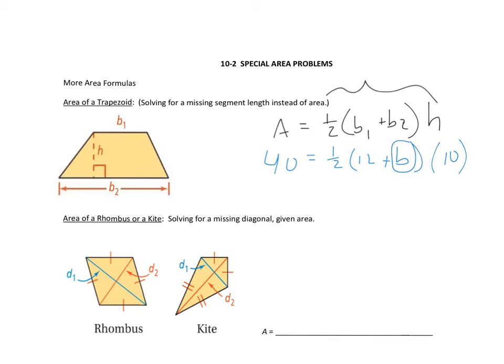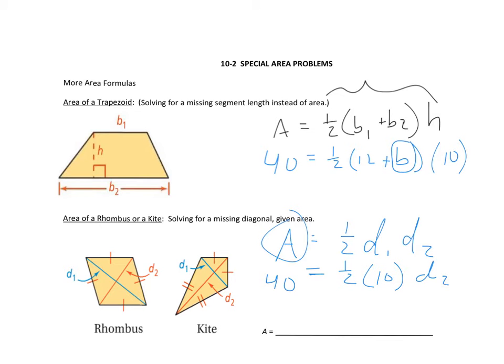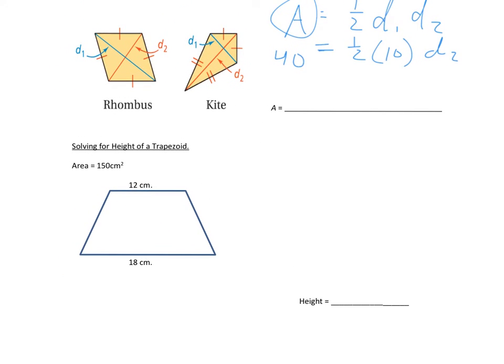Just like with the area of a rhombus or a kite, where area equals 1/2 times the two diagonals, what happens if, instead of missing the area and just trying to calculate it, we were given the area and we're trying to figure out, say, a missing diagonal? So that's what we're working on today. I want to learn by example. There are no new formulas.